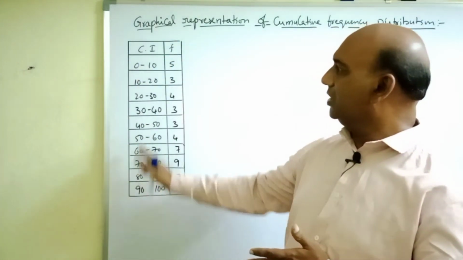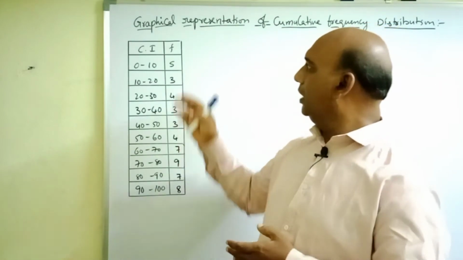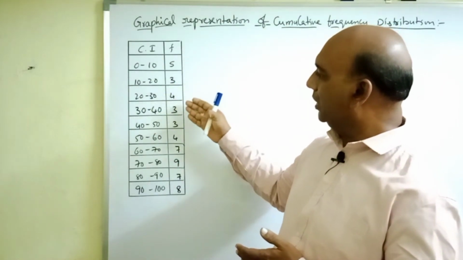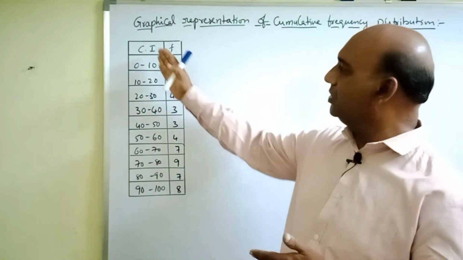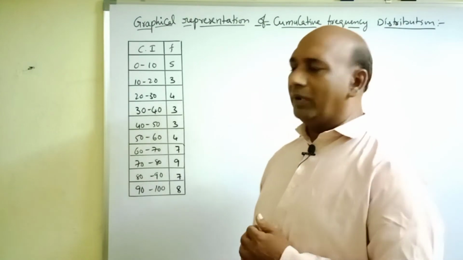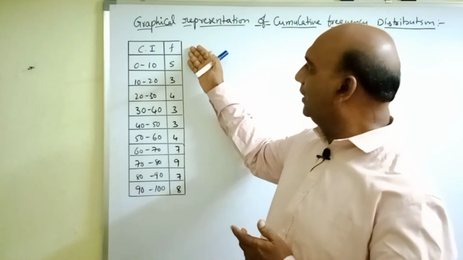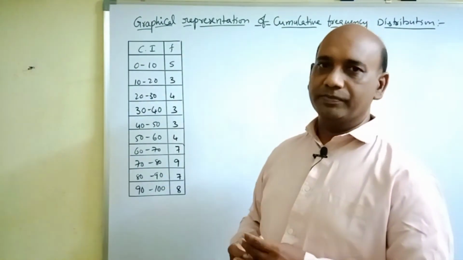These are the class intervals given: 0 to 10, 10 to 20 and so on up to 90 to 100. And these are the frequencies: 5, 3, 4, 3, 3, 4, 7, 9, 7, 8. All these are corresponding frequencies of these class intervals. First of all, we have to find another column, that is cumulative frequencies.